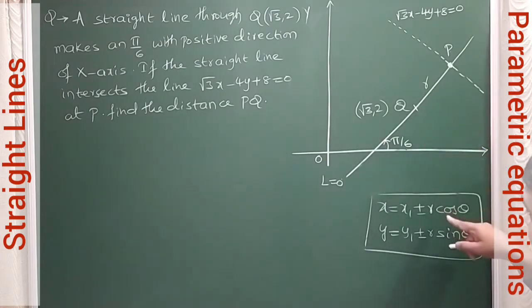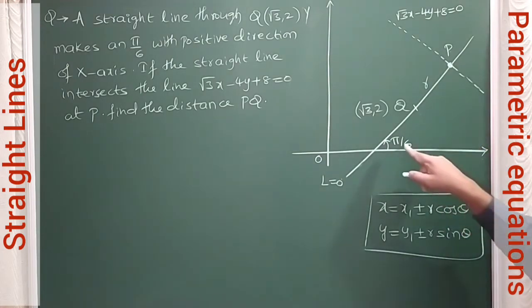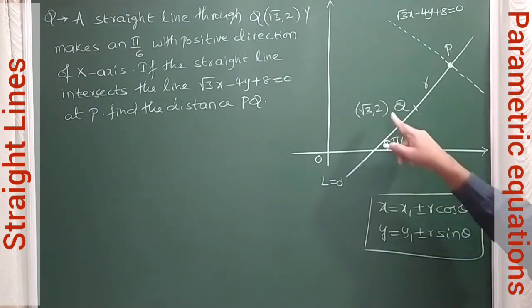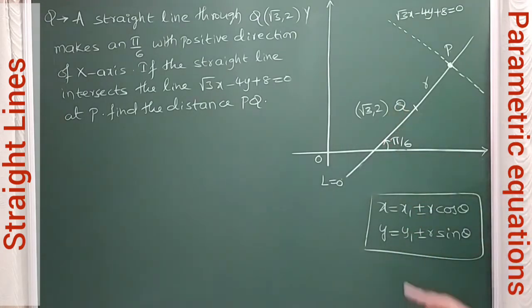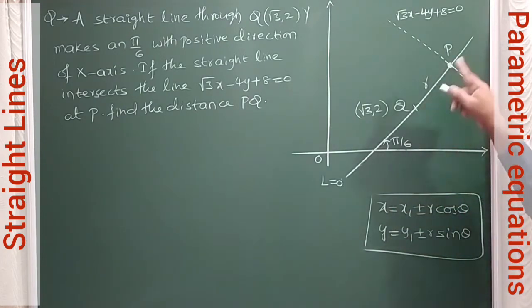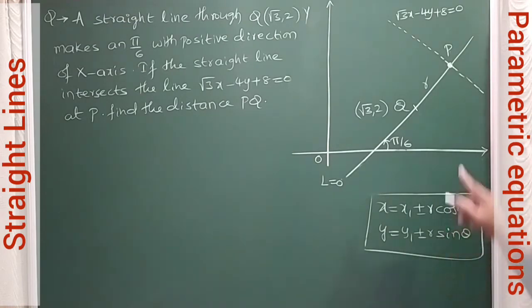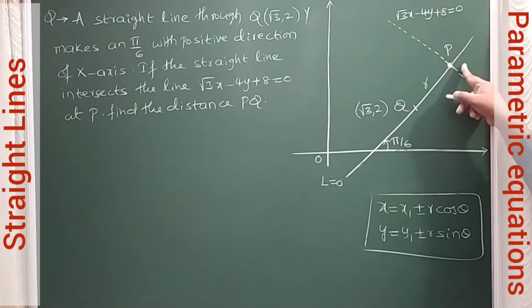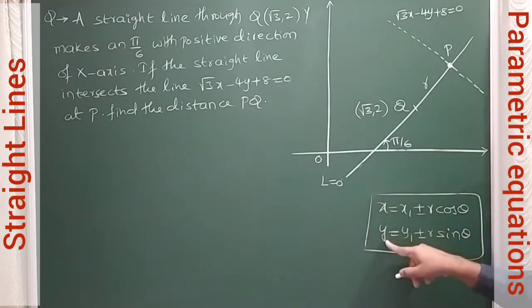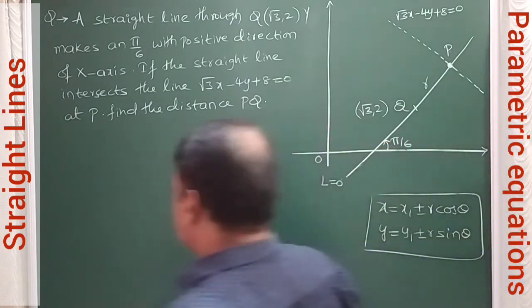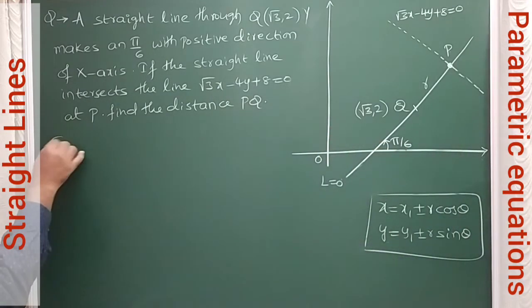So what is theta when we are using the formula? Inclination of the line. What is x1, y1? Given point. x, y means the required point, means to get this point P, we can use this formula. P is located at a distance of R units from Q. To get P, we can use this formula now. So I am writing the direct formula application here.